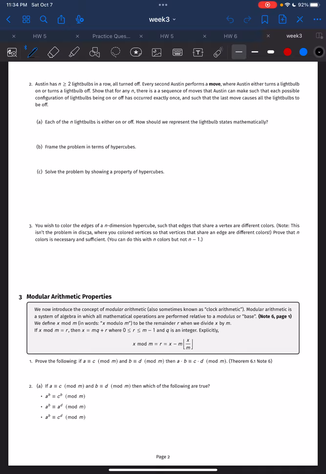Austin has n greater than 2 light bulbs in a row, all turned off. Every second, Austin performs a move where Austin either turns a light bulb on or turns a light bulb off. Show that for any n, there's a sequence of moves that Austin can make such that each possible configuration of light bulbs being on or off has occurred exactly once, and such that the last move causes all light bulbs to be off.